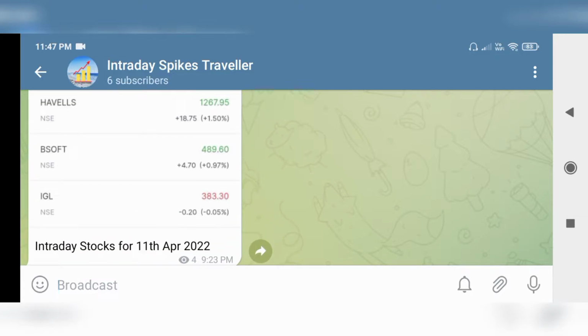Let us see the stocks which have been selected for the 11th April trade. These are the three stocks which I have selected for 11th April intraday: Havells, Vsoft and IGL.